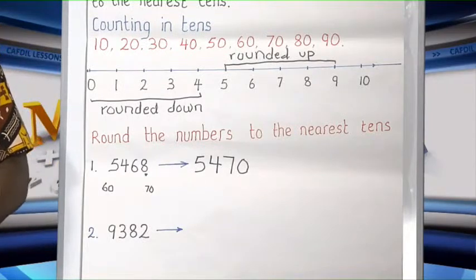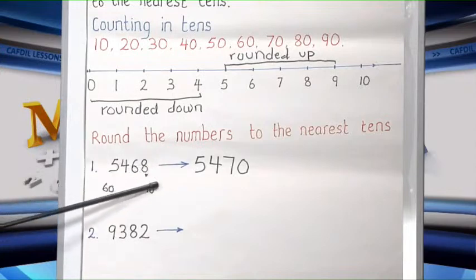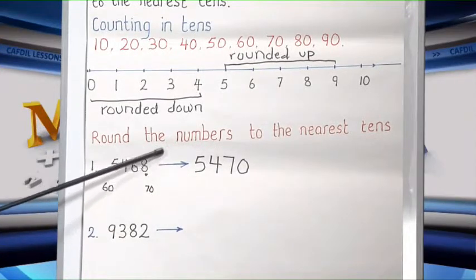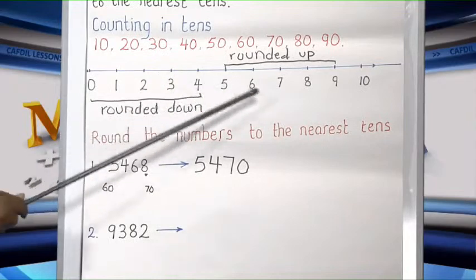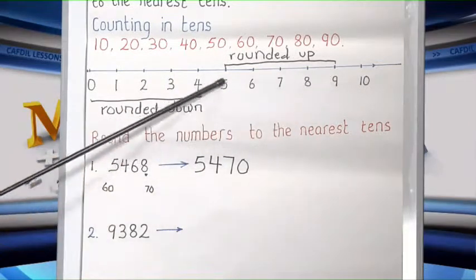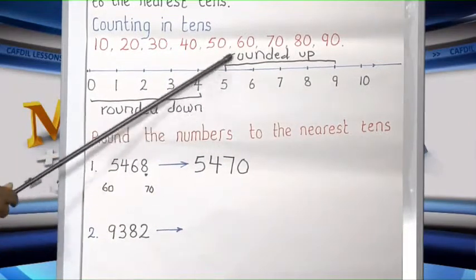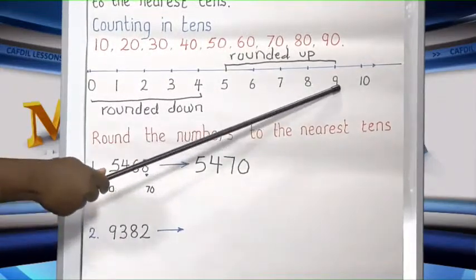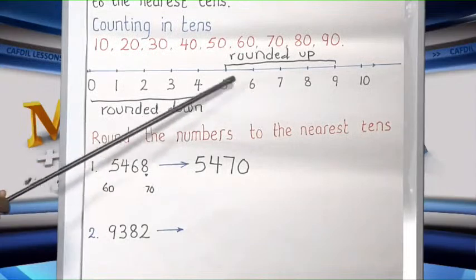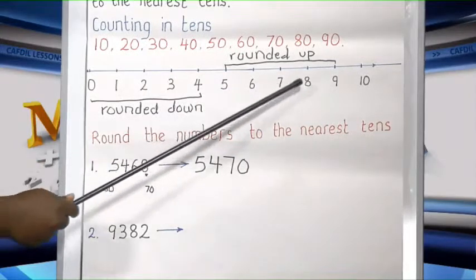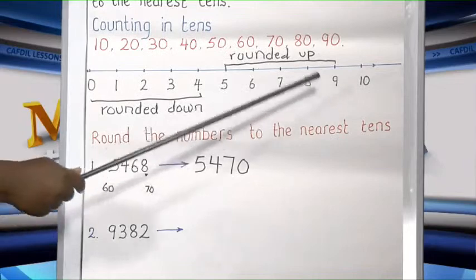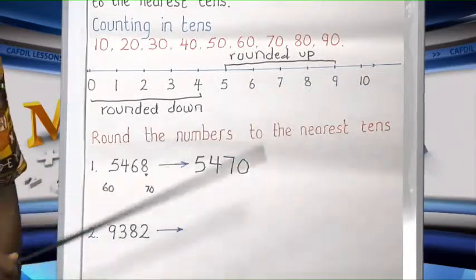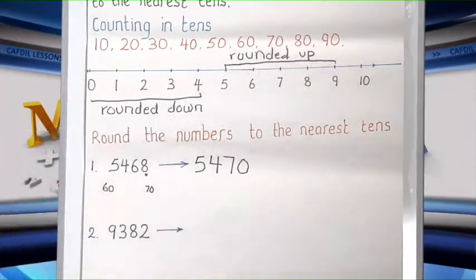We don't have to add any ones to it. So that is why we have to consider the ones. If the ones are closer to 10, these are the numbers we assume are closer to 10: the numbers starting from 5, 6, 7, 8, and then 9. These are the numbers that are closer to 10.